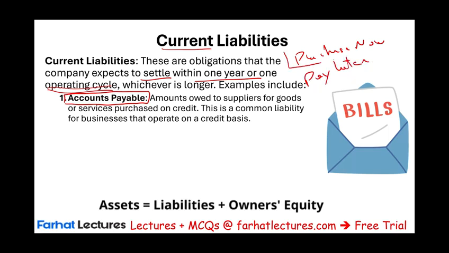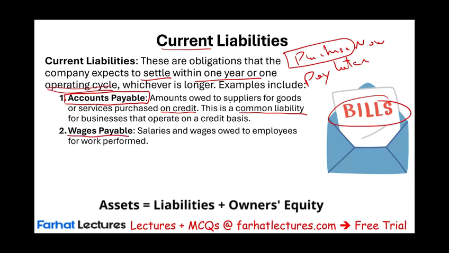You get what you need now, and the supplier will give you 30 days. They will send you a bill and they would say, you owe us this money, pay us. So accounts payable is the amount owed to suppliers for goods or services purchased on credit. This is a common liability for businesses that operate on a credit basis, and most businesses operate on a credit basis. Just like when you sell your goods, you get a promise to be paid. When you buy goods, you also promise the other party you will pay them. So this is what accounts payable is, and it is one of the most common current liabilities. Why is it current? Because you expected to pay your bill within 30 or 60 days, less than a year.